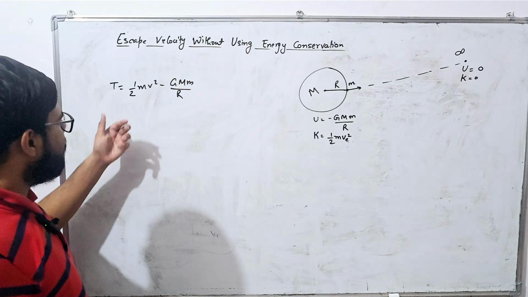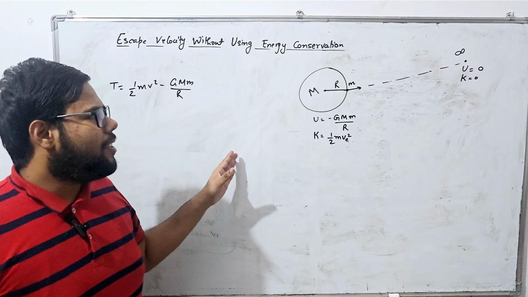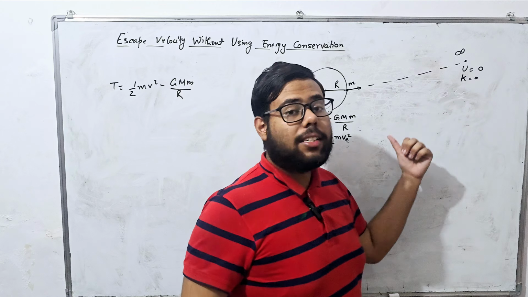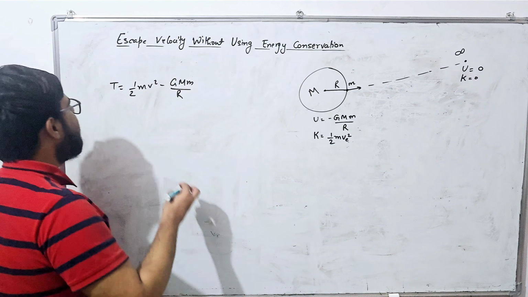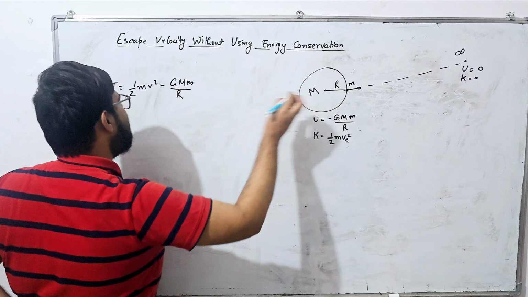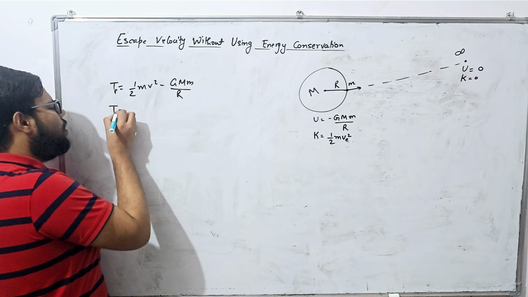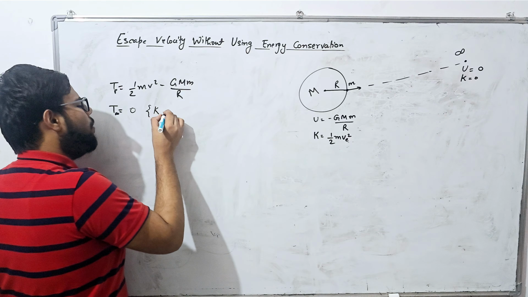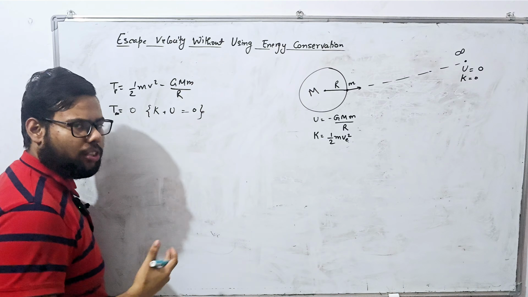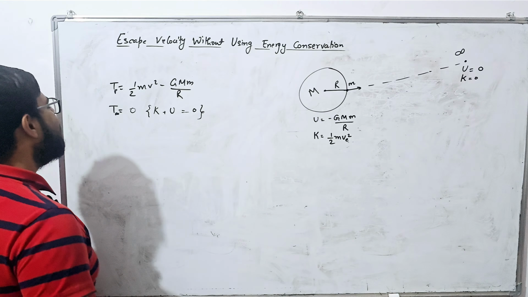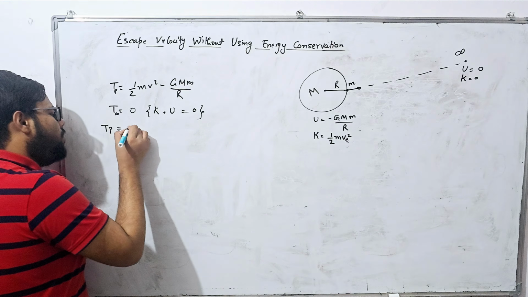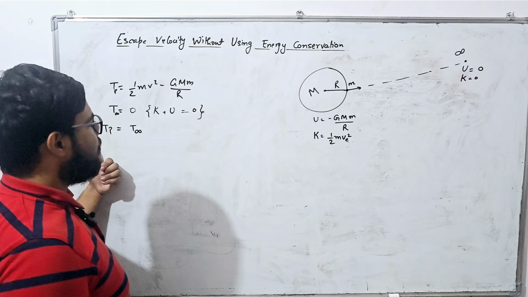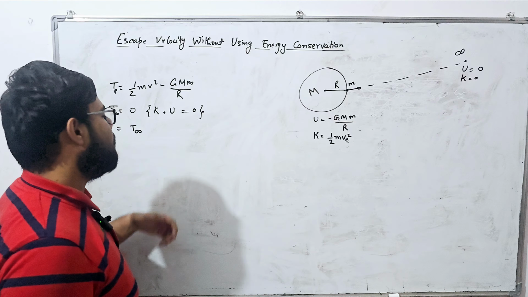At this point, since there is no other force acting on this body, of course the energy must be conserved. Hence the total energy at infinity is equal to 0. Kinetic plus U is equal to 0. Simple, 0 plus 0 is 0. Now by energy conservation, we have the mechanical energy at the planet is equal to the mechanical energy at infinity.